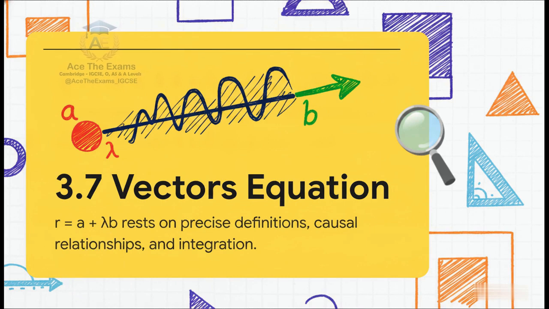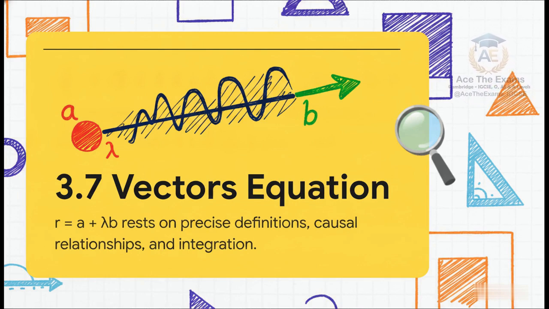The lambda is your scalar multiplier. It's the parameter that stretches or compresses your movement. And the b is your direction vector, which is the fundamental trajectory you're traveling on. But here's the secret weapon, and this comes directly from the principal examiner reports. Candidates who explicitly reference cross-topic connections achieve significantly higher marks.